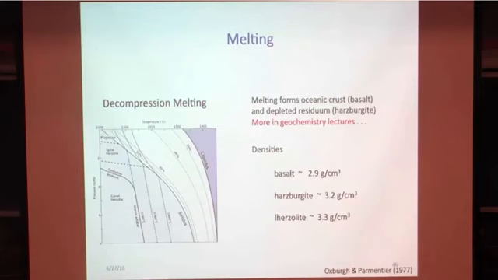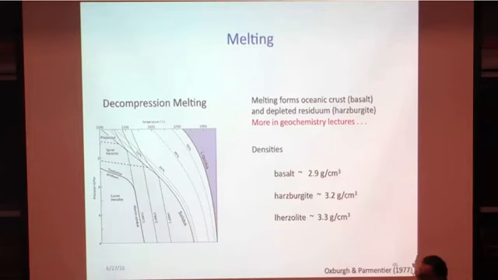Hot upwellings pass over the solidus and start to melt. When it melts, we extract the basalt to make the oceanic crust. We're left with something else. Notice these three numbers. These are all densities at the same temperature. And the treatment we went through assumes the density is the same at the same temperature.